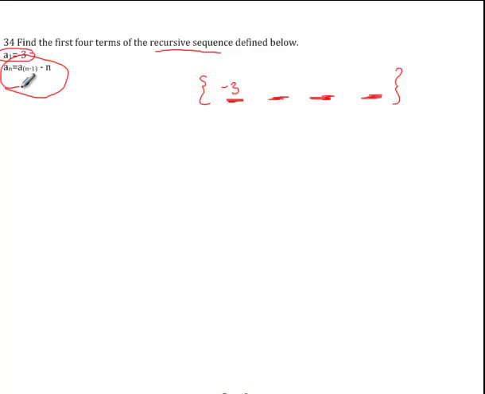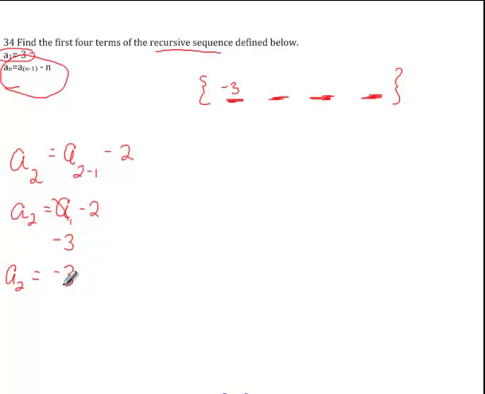Now this says a sub n. Well, I'm looking for my second term now, so I'm going to put 2 in for n, is found by taking a sub 2 minus 1 and minusing 2. I don't know what a sub 2 is. A sub 1 minus 2. Well, I do know what a sub 1 is. It's -3. So my second term is found by taking -3 and minusing 2. So my second term is -5.